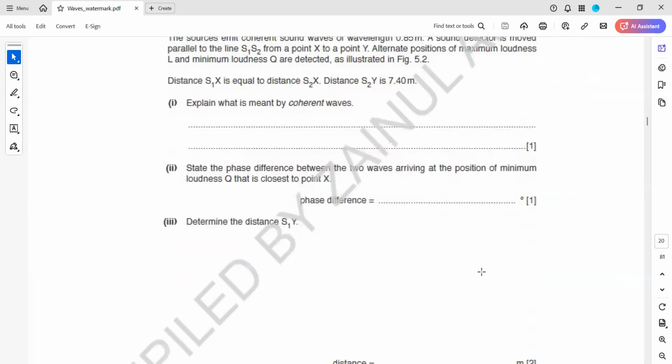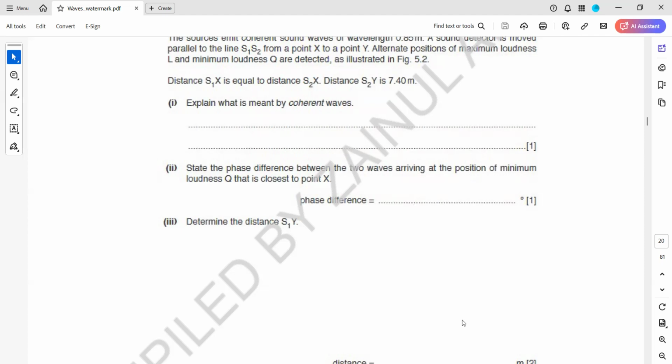The question is, what is meant by a coherent wave? It's a very repeated definition in exams. So whenever there's a definition, try to learn the standard answer. Don't try to write the answer in your own words. Try to learn a standard definition. A coherent wave means that there's a constant phase difference between the two waves, we call them a coherent wave.